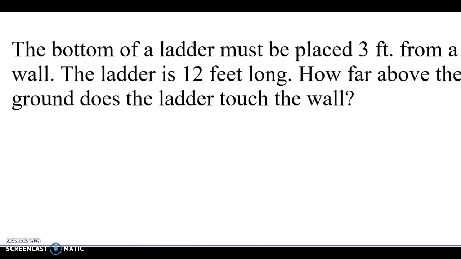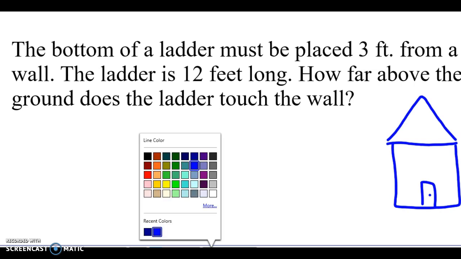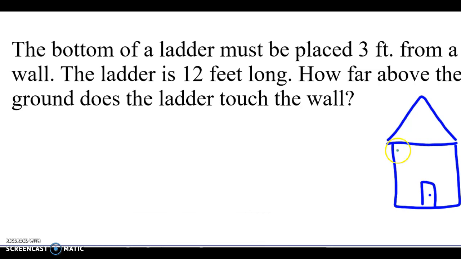So in this situation, let's just say it's a house. Okay, here's my awesome artistic ability. There's the house. We'll put a little front door on there just to make it a little better. I don't know whose house that looks like. Maybe it's a birdhouse. The bottom of the ladder must be placed 3 feet from the wall. So here is our wall. All right, this is the wall.